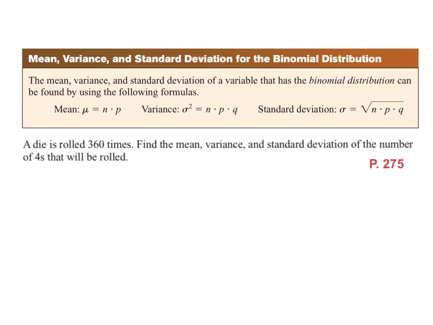Okay. In mean, standard deviation, and variance, we don't need to know how many successes there were. That's the only difference. Okay, for mean and standard deviation and variance, we need the number of trials, we need the probability of success, and we need the probability of failure. We don't need to know how many successes there were. So I don't need to know x for mean and variance and standard deviation. I just need n, p, and q.